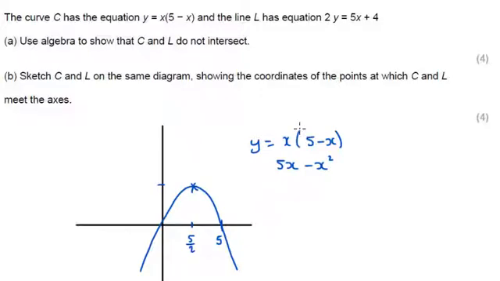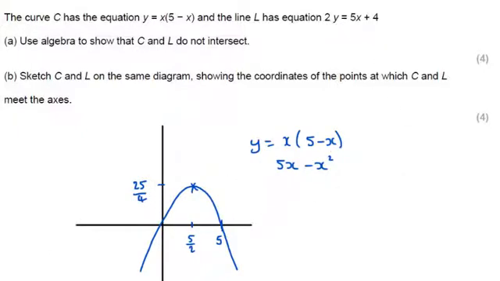whatever it is when we sub it in there, what will that be? So 5 over 2 bracket 5 minus 5 over 2. 25 over 4, or 6 1/4. They've not actually asked for that, but that's what it would be here.